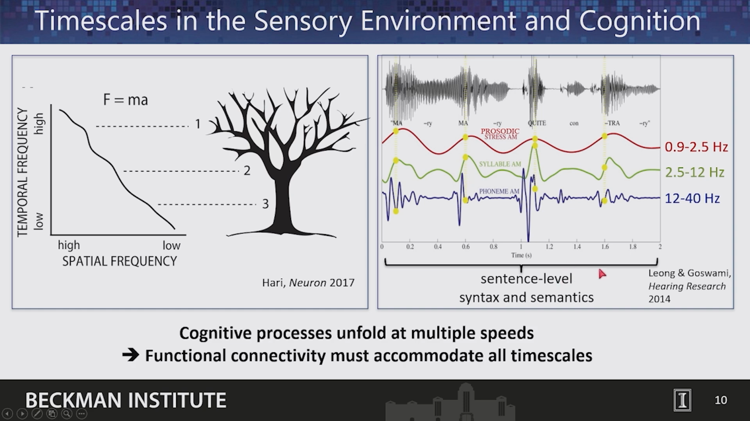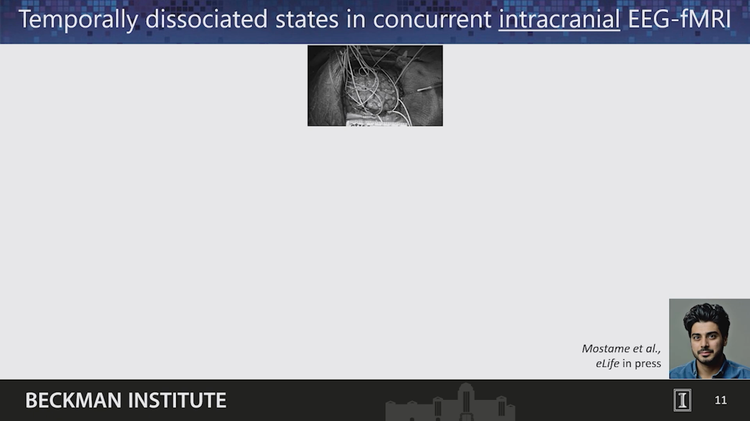And so inherently, cognition from perception to language really requires the brain to accommodate multiple time scales at every moment in time. And each one of these processes requires communication between distributed brain regions. So definitely the connectivity architecture of the brain would ideally accommodate this. And we do find evidence for that.